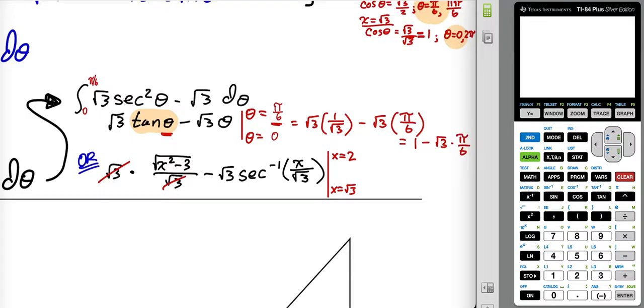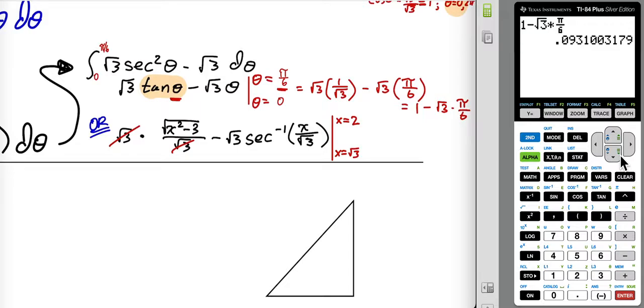All right, so I'll just do a quick double check. 1 minus radical 3 times pi over 6. So you get that 0.093, and so on. And then, of course, the other way to do it would be to work with this monstrosity here. I'll put a little bit more of a simplified version of it: radical x squared minus 3. Slightly more simplified. Everything else is kind of the same.